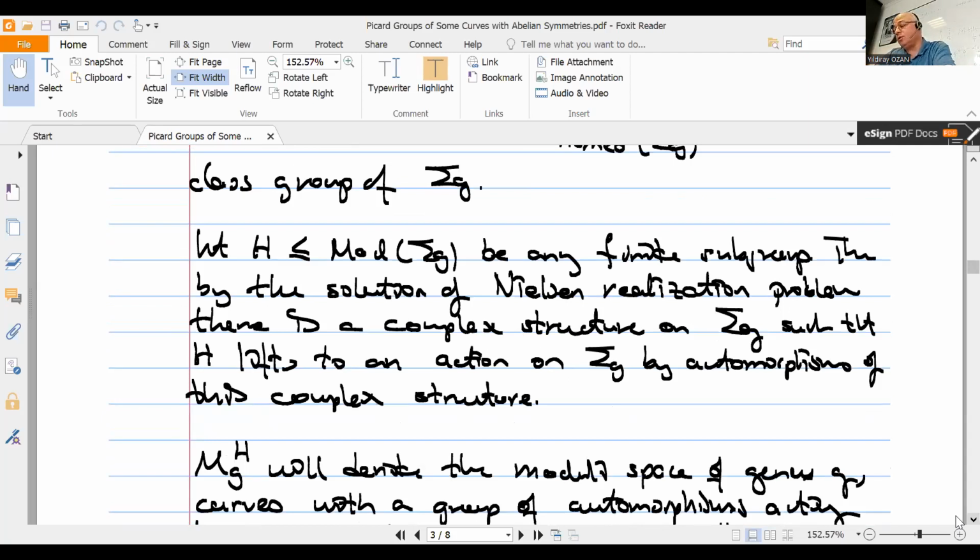The solution provided by Kerckhoff, and its later generalization, tells us that you can realize H as a subgroup of homeomorphisms. More specifically, you can put a complex structure on the surface so that it becomes a Riemann surface, a complex curve, and H acts as holomorphic maps on this surface.